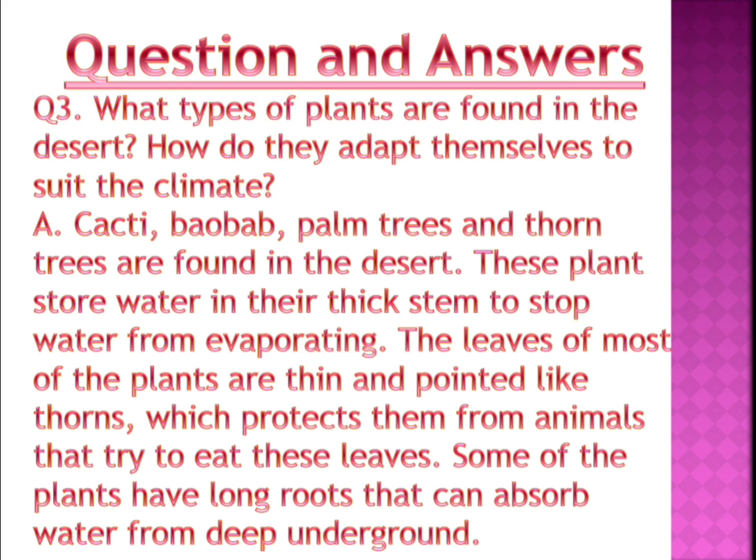The plants store water in the stem to stop the water from evaporating, and the leaves of most plants are thin and like pointed thorns, which protect them from animals that try to eat these leaves. Some of these plants have long roots so that they can grow and absorb the deep underground water. So these are the different ways in which the plants have adapted so that they can survive in that region. Please write this answer in your classwork and please learn it, children.